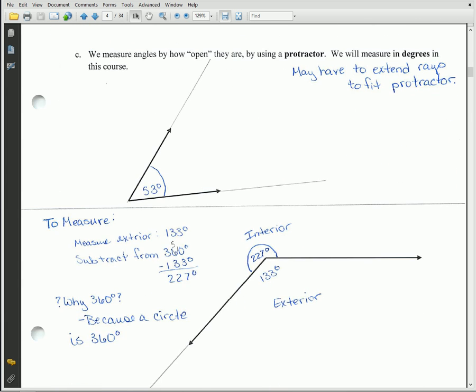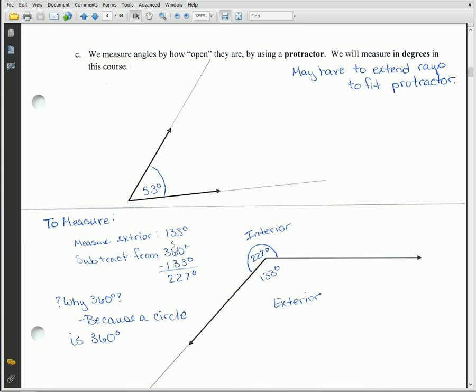The measuring of an angle: to use your protractor to measure an angle, you will extend your rays so that they cover your protractor, so that they go all the way out to the distance of your protractors. Then you're going to put your base along one ray and line it up horizontally with one ray, and then the other ray will show you the degree. This angle happens to be 53 degrees.